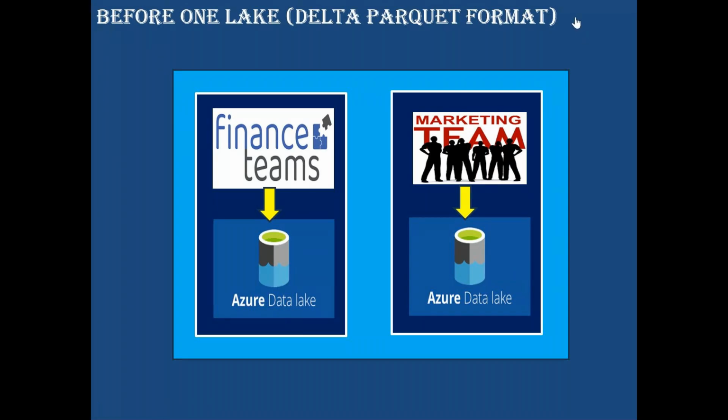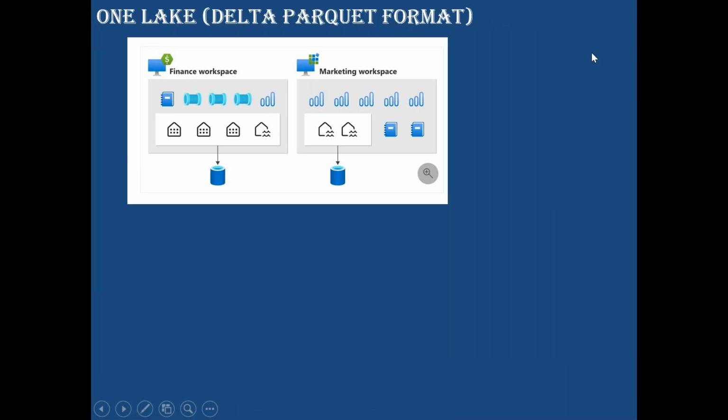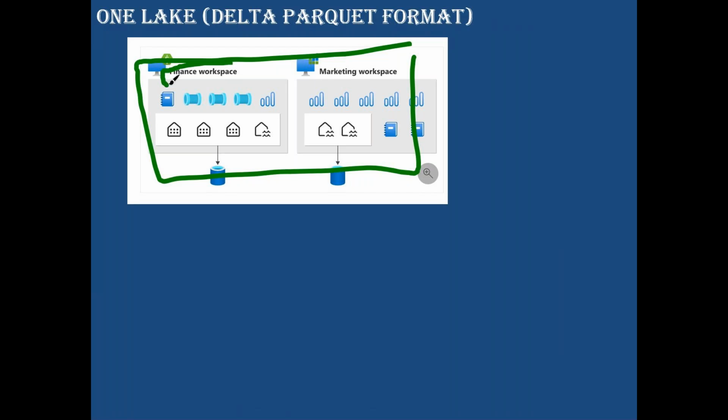Now, before OneLake, usually the finance team would create one data lake storage, and the marketing team would create their own data lake storage. But now with OneLake, it's a single storage. On top of that, you will create folders. The finance workspace is one folder, and the marketing workspace is one folder. Under that, you will again create a lakehouse and a warehouse, and here also you will create one lakehouse and warehouse.